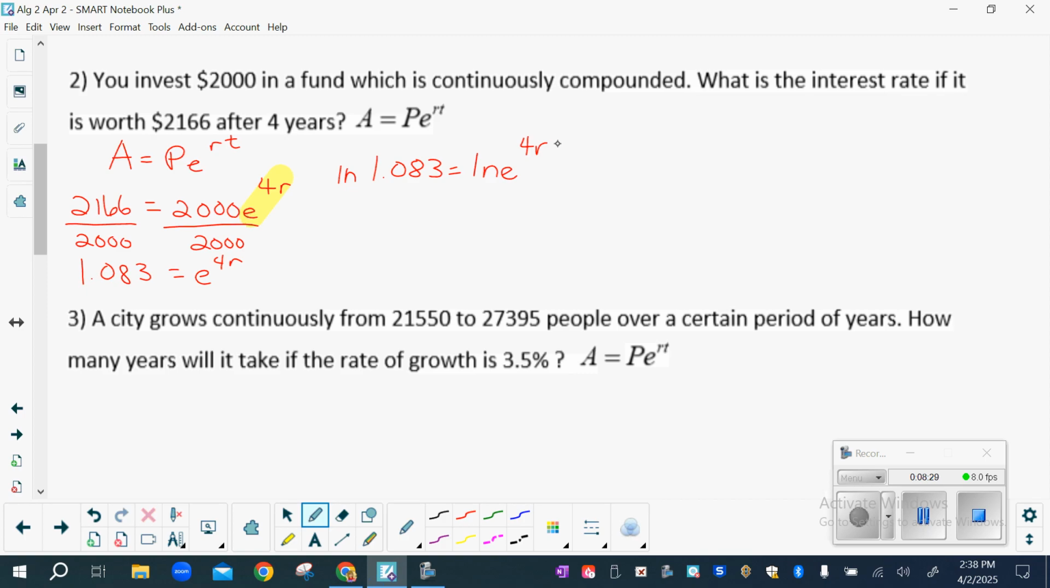step. So our next step is to do something with that 4r. What is it that we do with the 4r? We move it to the front. So we get 4r times the natural log of e equals the natural log of 1.083. Well, what's the natural log of e? 1. So this equals 4r.